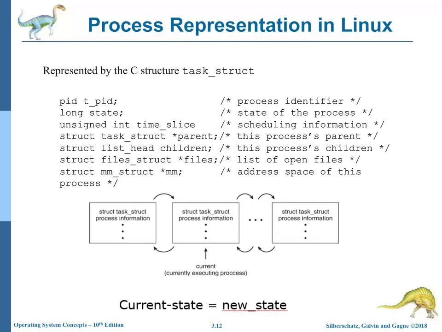This is one example of the process control block, PCB, in the Linux operating system. We can see it maintains information on the state of the process, scheduling information, process parent, process children, list of open files, and address space. The state of a process is represented by a doubly linked list of task_struct.